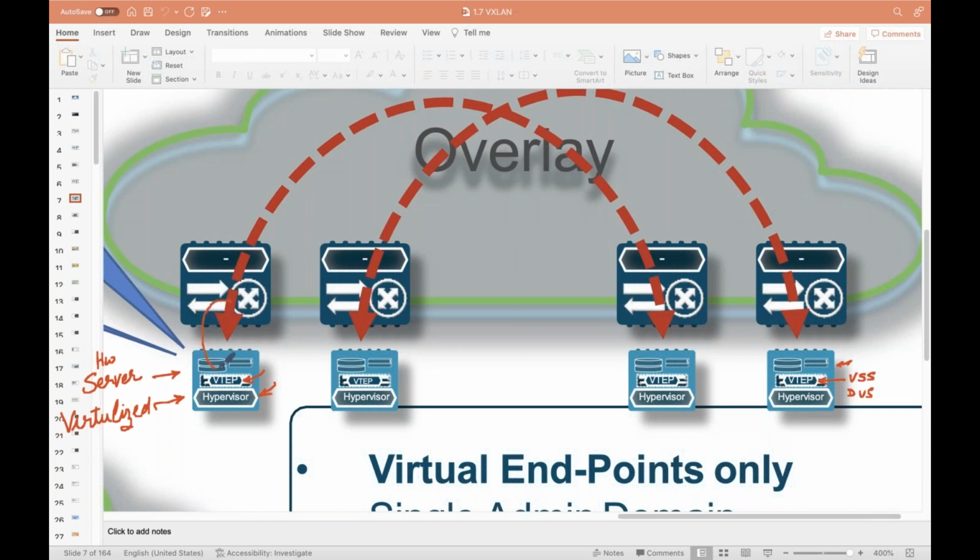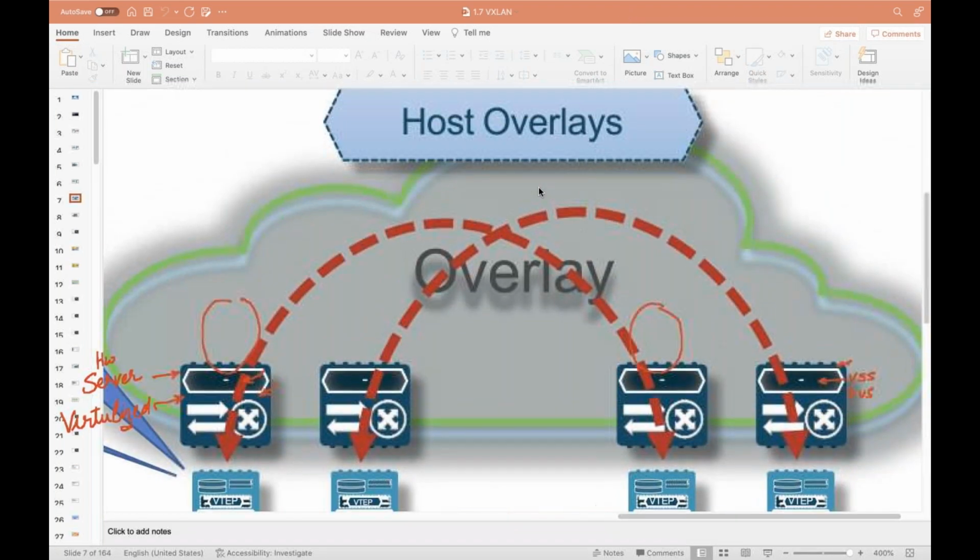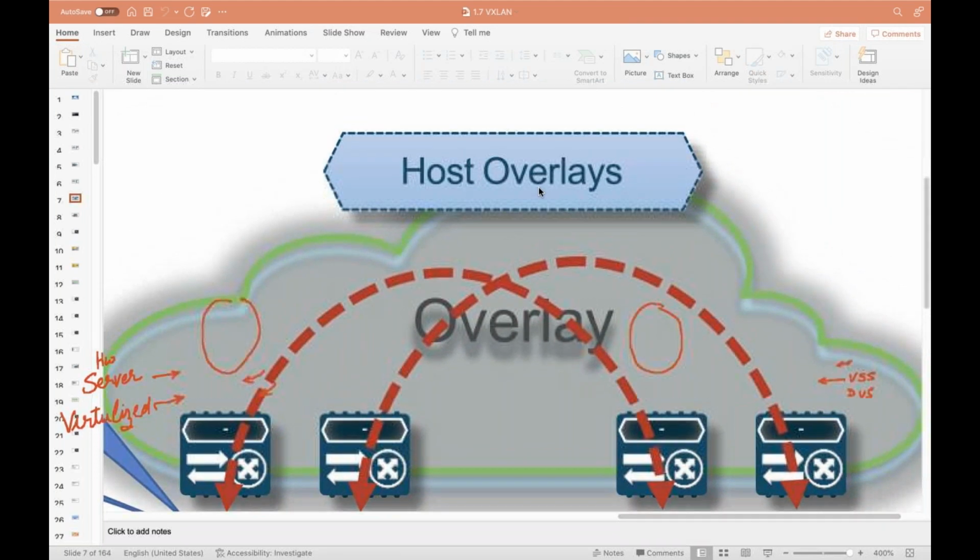So your tunnel beginning and your tunnel endpoints can be your virtual endpoints. And if this is the case, then we call it host overlay. Host overlay. What is host over here?